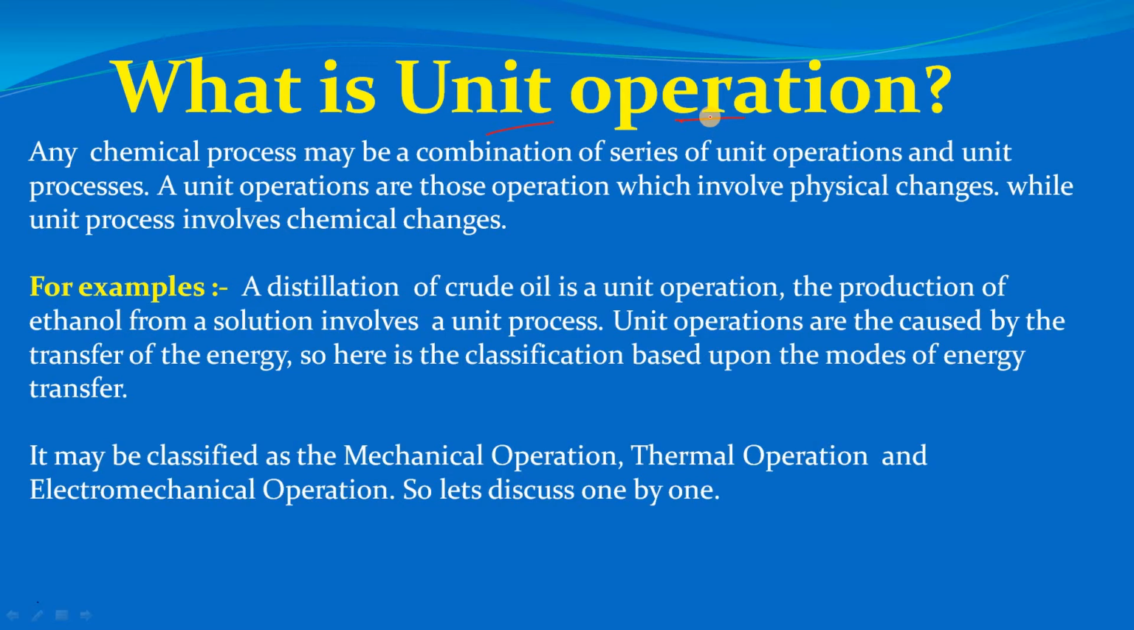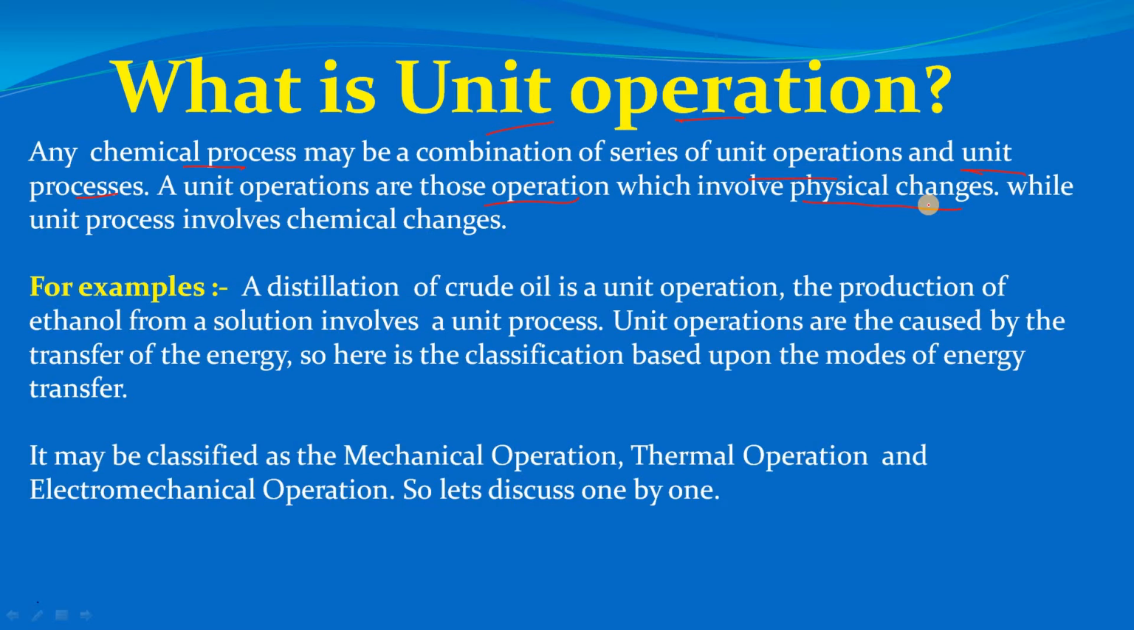So in an industry you will see any chemical process, right? I am talking about the chemical process here, which may be a combination of a series of unit operations, right? Unit operations and unit process. So what is the difference between unit operations and unit processes? Unit operations are those operations which involve physical changes, right? Here a physical change occurs.